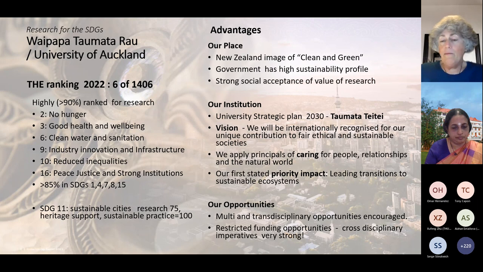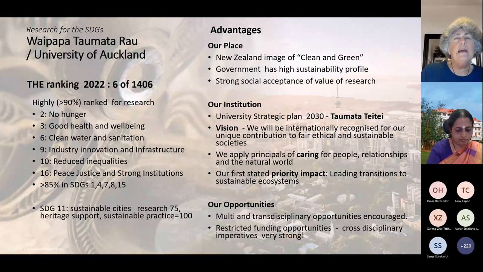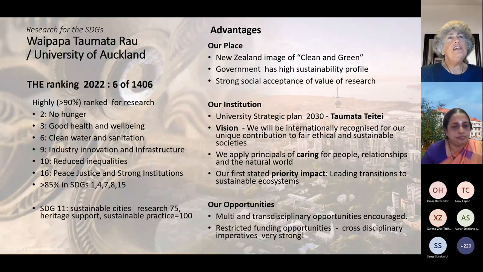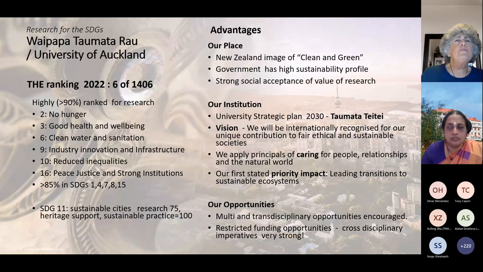Now, the result of that was that we did surprisingly well in the first iteration of the Times Higher Education, ranked first. The second year, we also ranked first. And in the 4 years now, we've always been in the top 10 of that particular ranking, currently sitting at number 6. And in terms of the SDGs, we find that we do rank extremely highly in research for 6 of those, and very highly for a further 5. So we are performing right across the board in our university in terms of research.